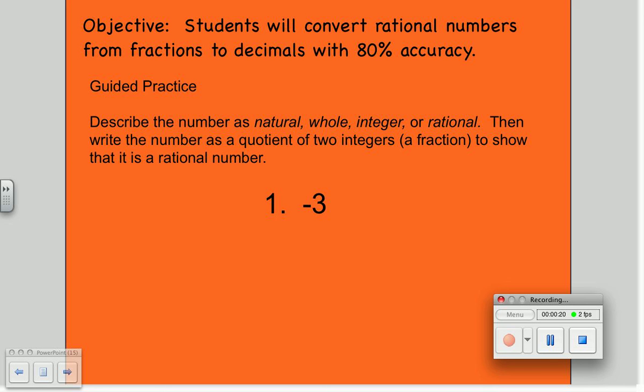And obviously it could be more than one of those because all whole numbers are also natural numbers. All integers are also whole numbers and natural numbers, and all rational numbers are also integers, whole numbers, and natural numbers. Okay?